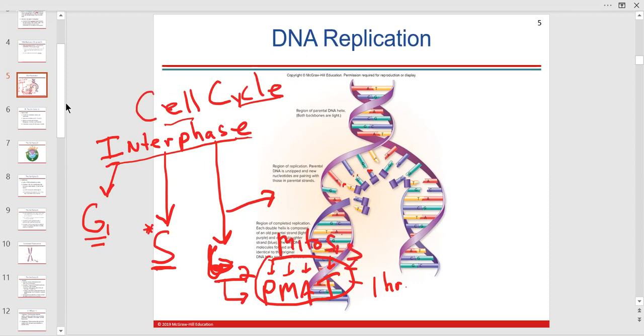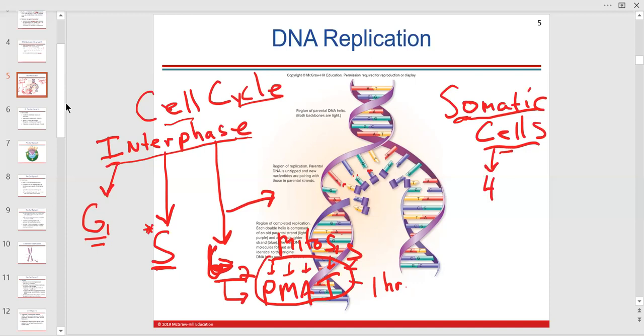That's PMAT. And remember, we're talking about somatic cells, not gametes. The somatic cells are anything besides the sperm, which is called the spermatozoa, or the egg, which is called the oocyte. Those undergo what's called meiosis, which we'll see at the end. So this is for somatic cells. Somatic cells are diploid, 46 chromosomes.